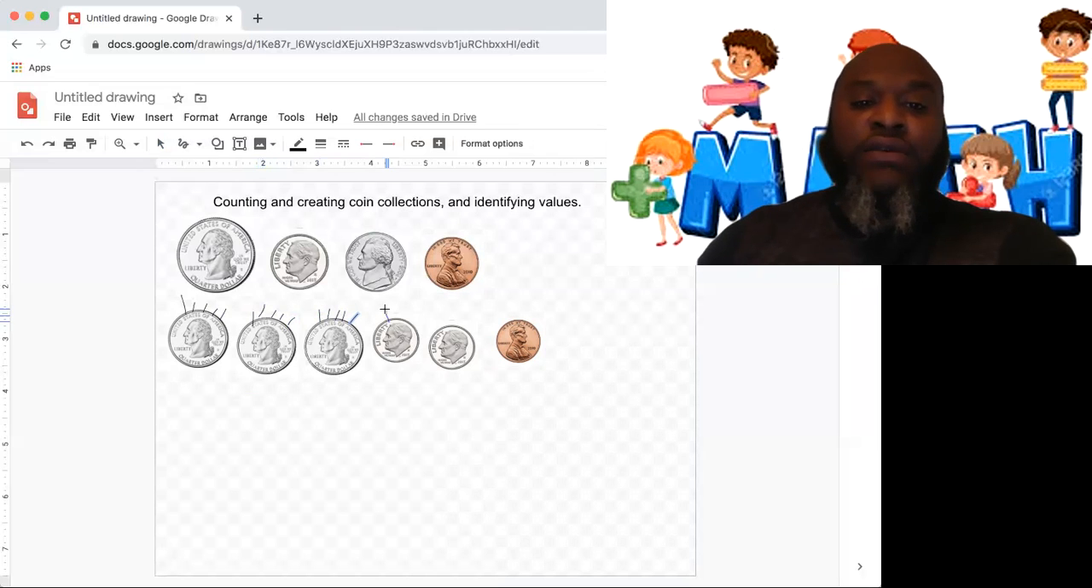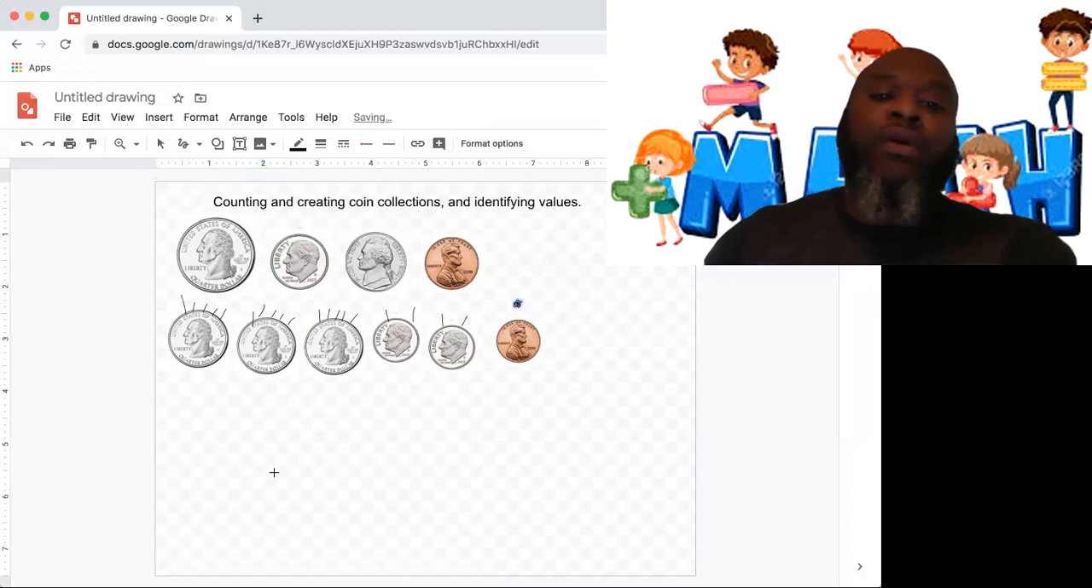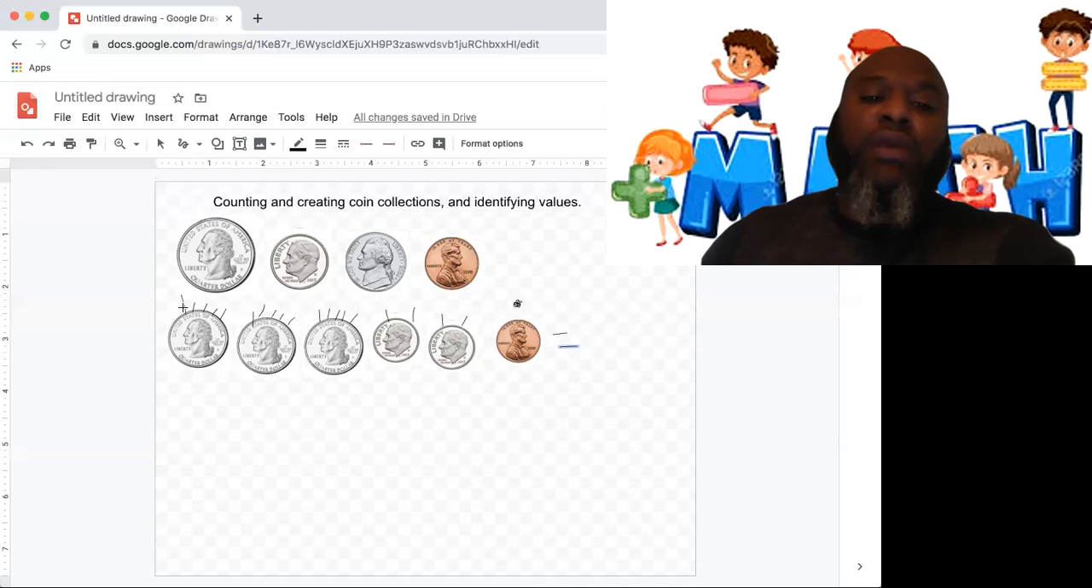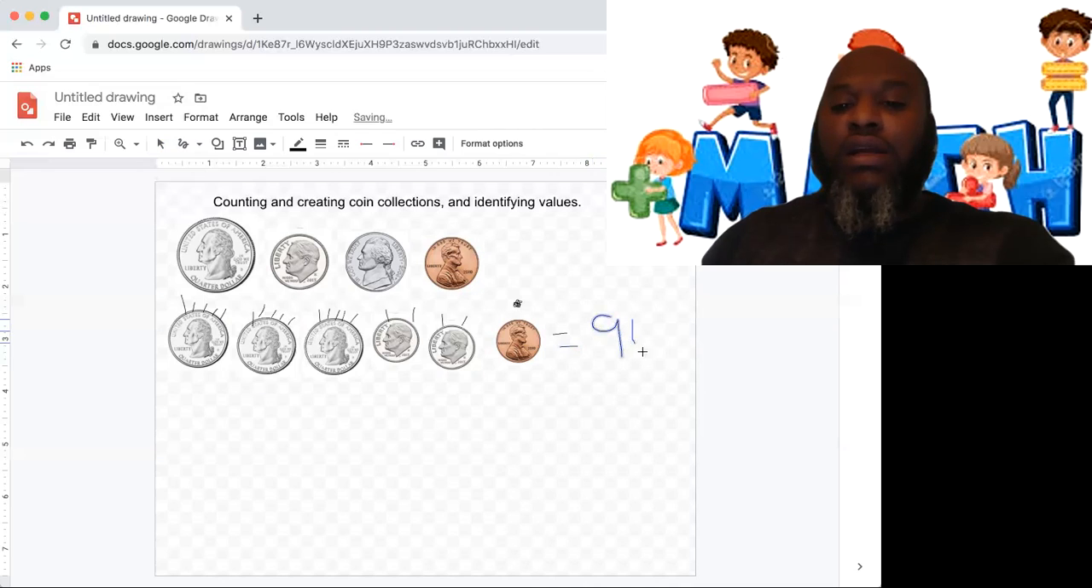And then the dime has 1, 2. And then this dime has 1, 2. And this penny is bald, so it gets a little dot above it. Now, in order to find out my value, I can say that 3 quarters, 2 dimes, and 1 penny equal 5, 10, 15, 20, 25, 30, 35, 40, 45, 50, 55, 60, 65, 70, 75, 80, 85, 90, 95, 96 cents. 96 cents is what I can say.